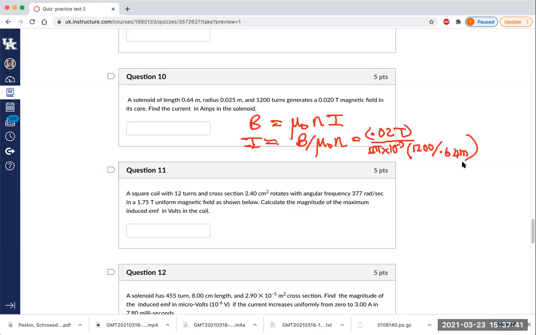And I calculated the current to be 8.49 amps.